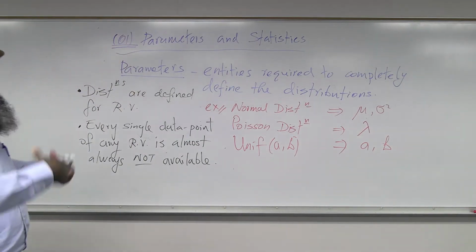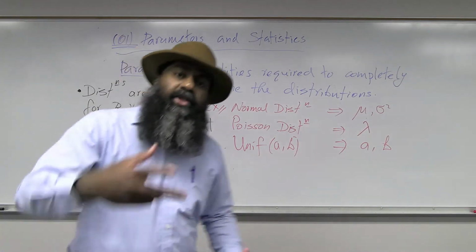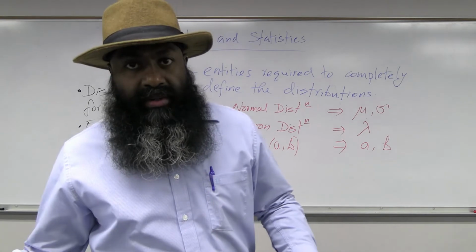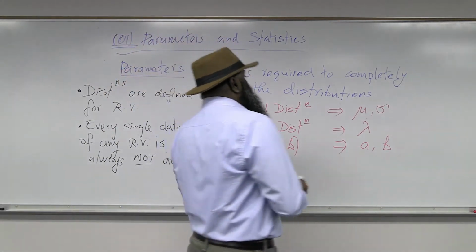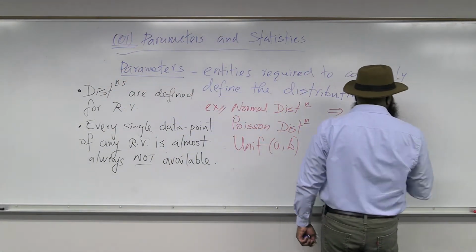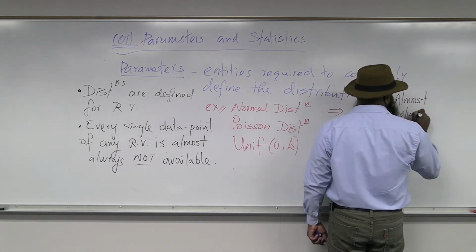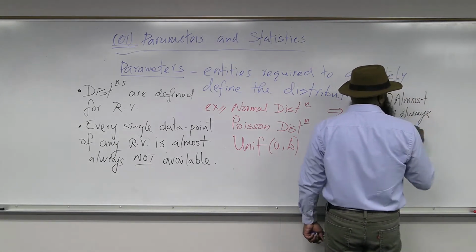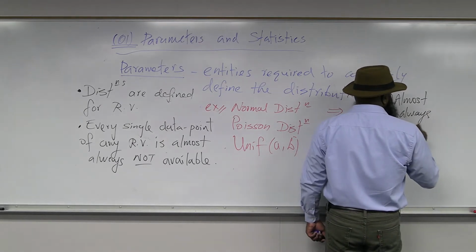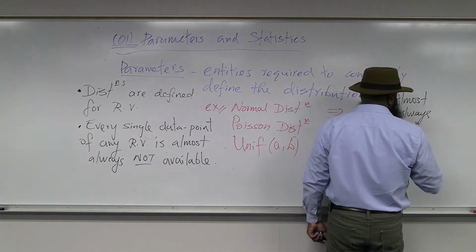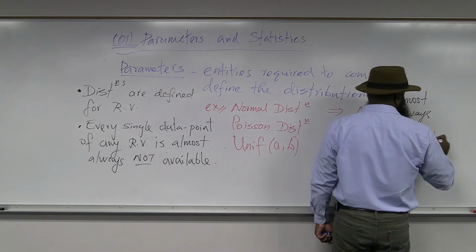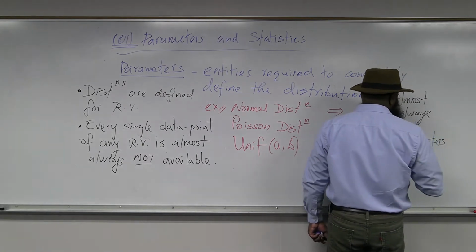So we say always, or I would say almost always, the distribution parameters are unknown. Okay? So almost always, distribution parameters are unknown.